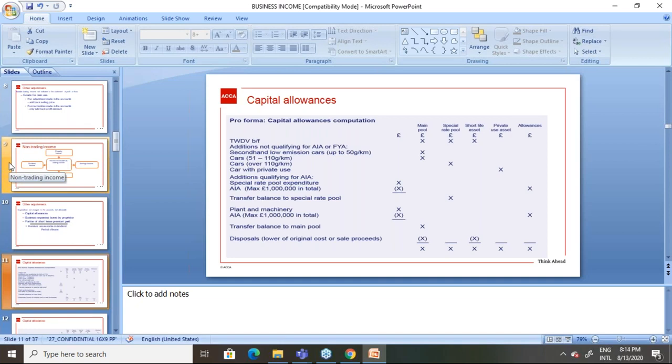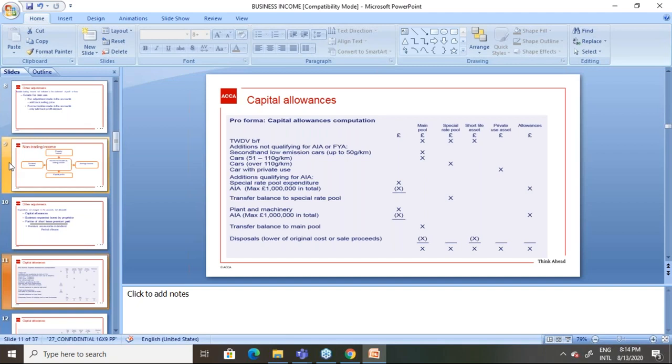Capital allowances. Now, when it comes to capital allowance computation, you must be familiar with it because this is an area that can be tested at the exam, but you don't have to do a very long capital allowance computation like you used to do in F6, but knowing the principles will be important for the exam.